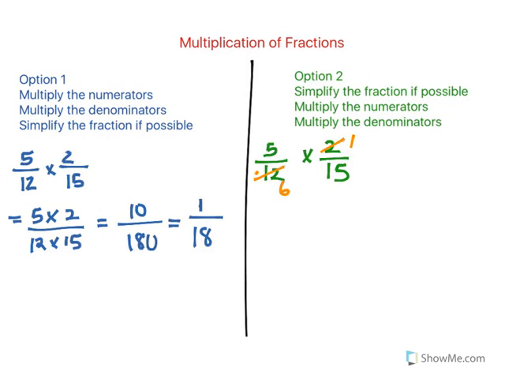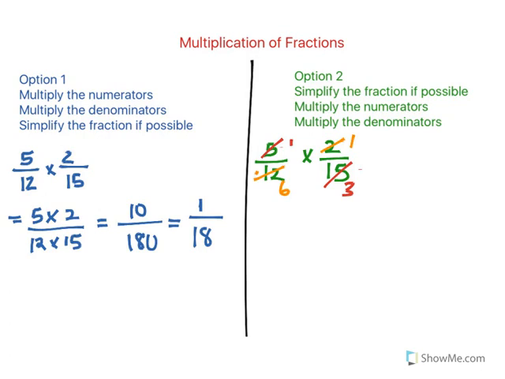Then I can look at this 5 here and 15. They are both divisible by 5. So 5 divided by 5 is 1, and 15 divided by 5 is 3. Now I can't simplify any further because on my numerators I have 1, and my denominators I have 2 other numbers, so I can't get any smaller than the number 1, which is in the numerators for both of my fractions.